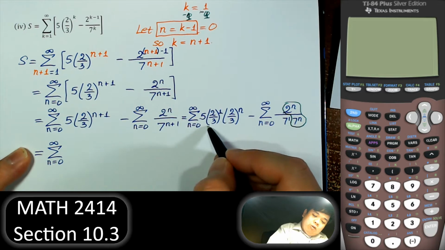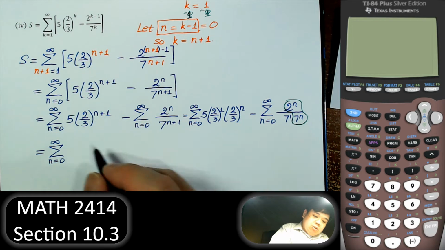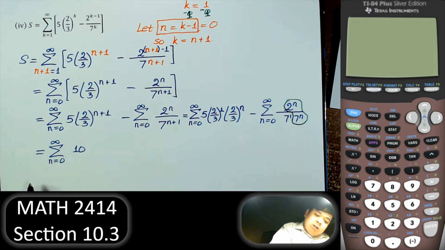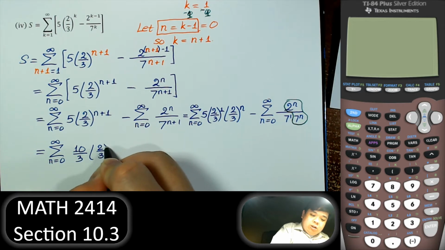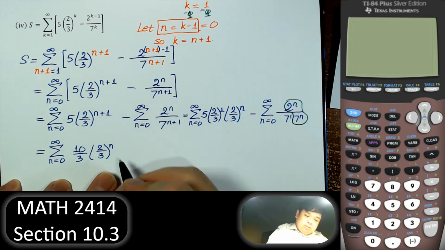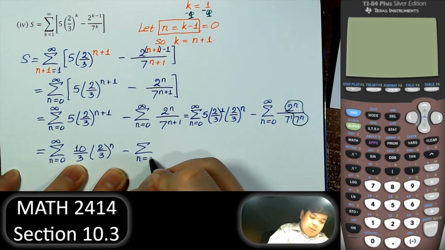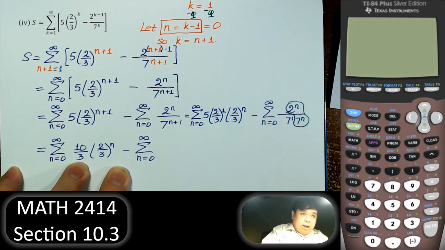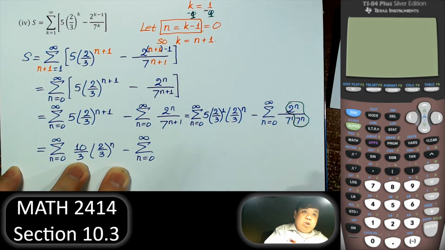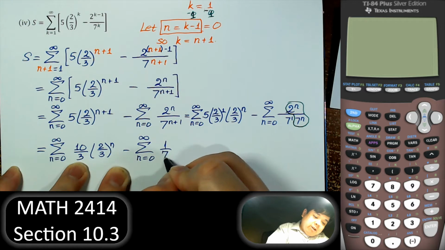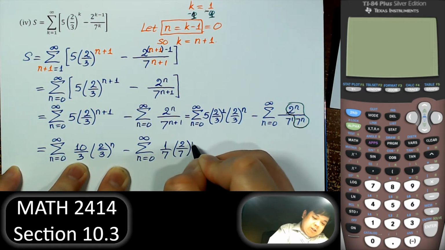I will multiply all of this. 2/3 to the first power is 2/3 times 5, 5 times 2, so we have 10 over 3. And then 2/3 to the n. And then we take out the 2 to the n and 7 to the n, bring them together. We still have 1 over 7. 2 over 7 to the n power.